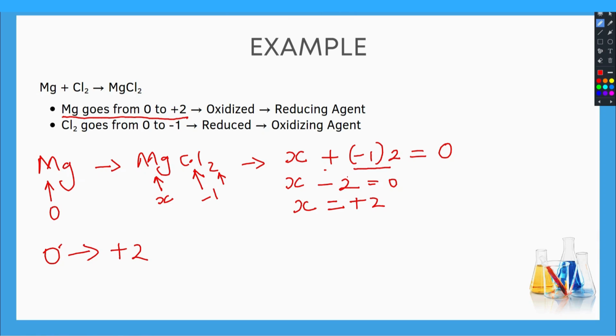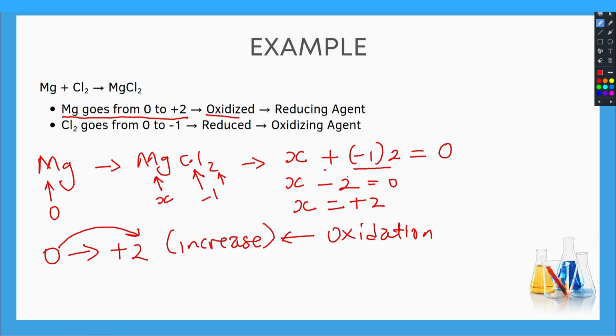Now, from 0 to +2, does the oxidation number increase or decrease? I'm sure you said increase. And when the oxidation number increases, what do we say? We say oxidation has occurred. So you see now, it is oxidized or it has undergone oxidation. That makes it a reducing agent.